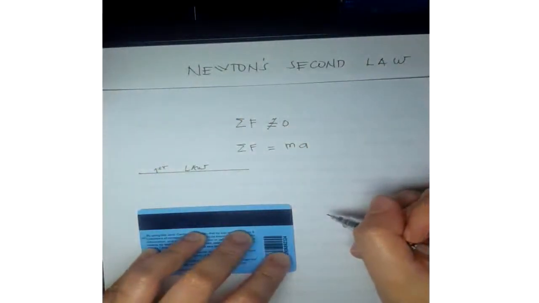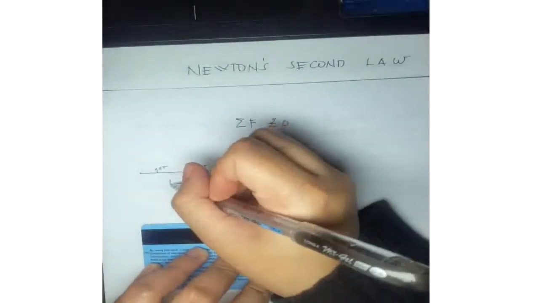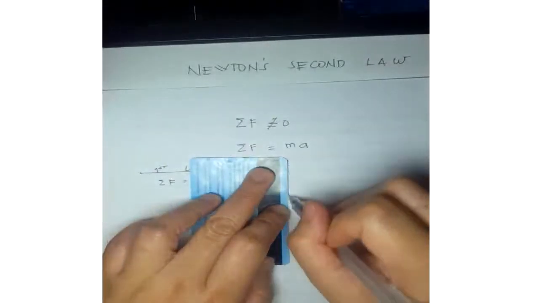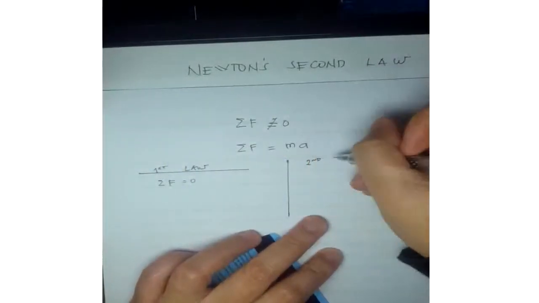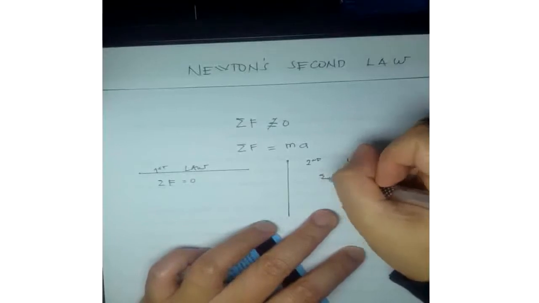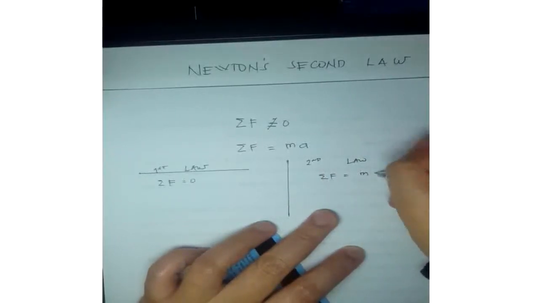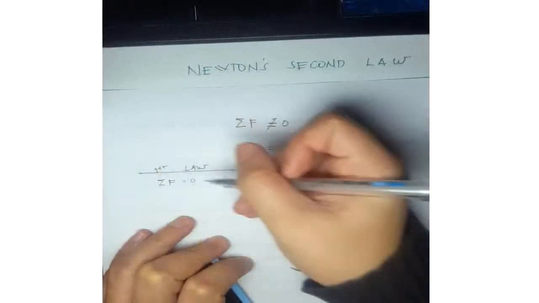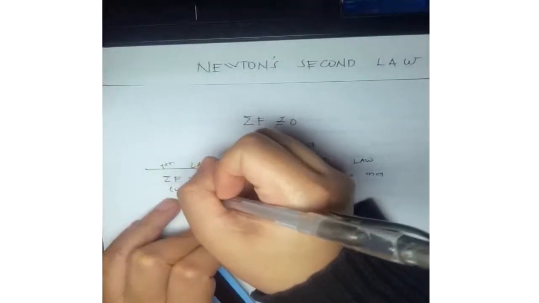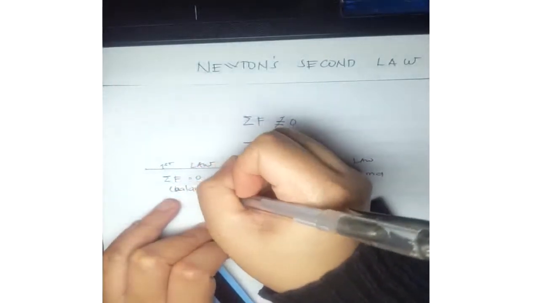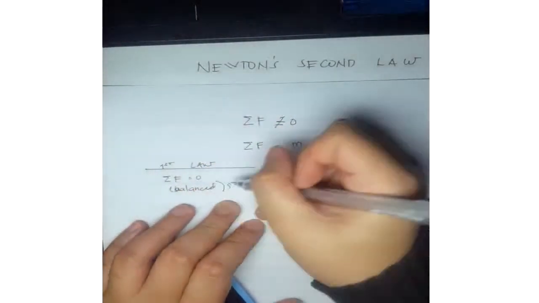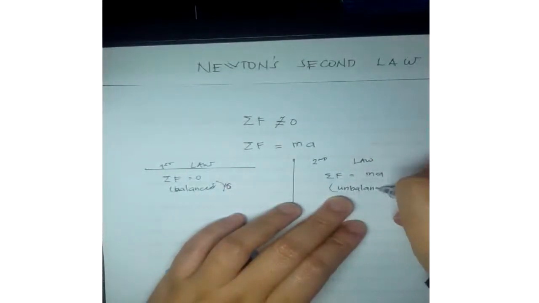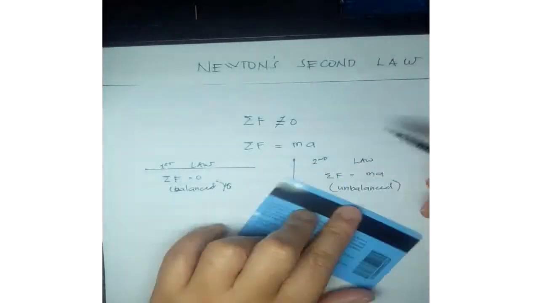So once again, in the first law, mathematically, it states that the summation of forces is equal to 0. While we said that in the second law, the summation of forces is equal to mass times acceleration, ma. So basically, the first law is under balance, while the second law is unbalanced. Okay, so that is the main difference.